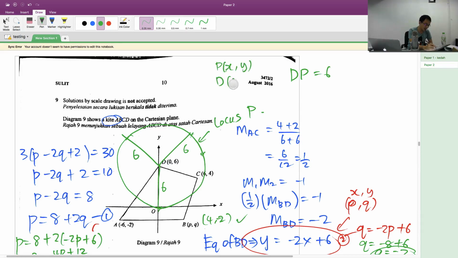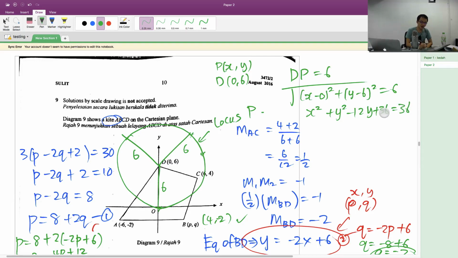Of course I have D as (0, 6), and then I just use the distance formula. Okay, so I will say (x minus 0) squared plus (y minus 6) squared equals 6. Then I solve this equation. So this is x squared, and then 0 is just gone, plus y squared minus 12y plus 36 equals 36. Alright, so 36 and 36 I will simplify. So the equation is just x squared plus y squared minus 12y equals 0. Yeah, this one should be the final answer of the locus. So far so good.